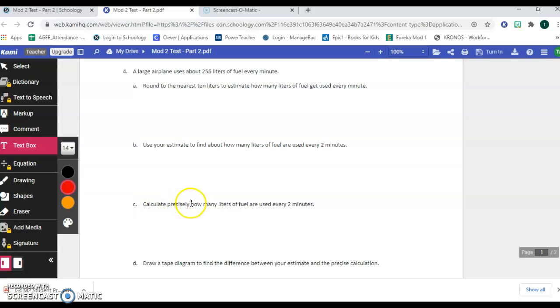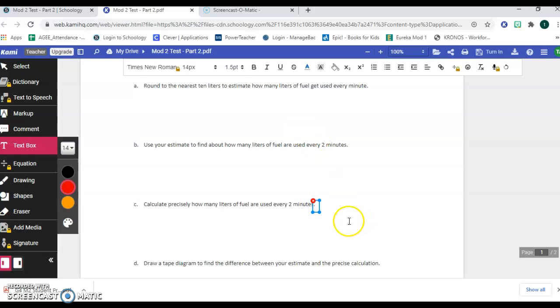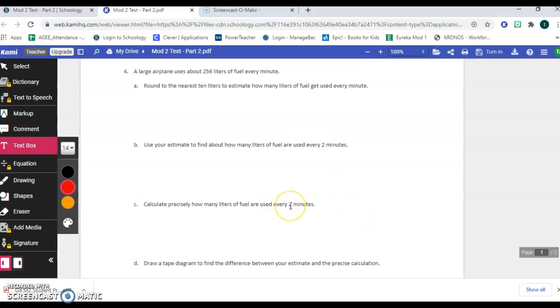And then it says calculate precisely. So the precise calculation is the exact number. So you're using 256. Calculate precisely how many liters of fuel are used every 2 minutes. This one here is not an estimate, it's the exact number. Okay, so this is the amount of fuel used in 1 minute, and they're asking you to figure out how many liters of fuel are used in 2 minutes exactly.